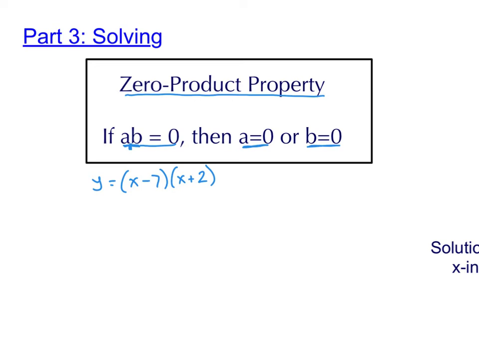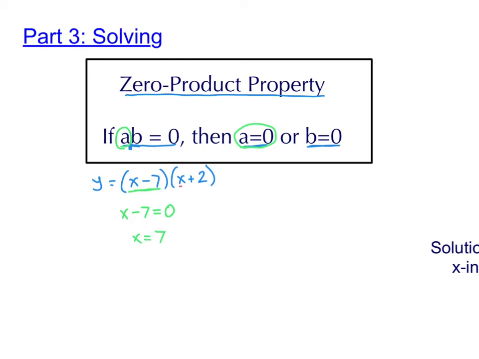So on a problem I have here in front of you, y equals x minus 7 multiplied by x plus 2, what we are going to do is the same thing. X minus 7 is like having an A, so I make A equal to 0. So I'm going to write x minus 7 equals 0. And then I would solve that. To solve that, I would get x is equal to 7.